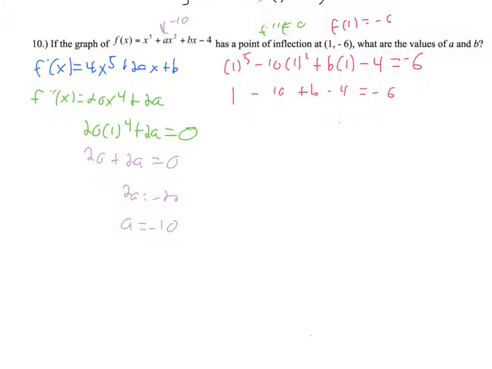Let's combine like terms. So 1 minus 10 minus 4, negative 13 plus b is equal to negative 6. Add 13 to both sides. b is equal to 7. So a is equal to negative 10 and b is equal to 7.